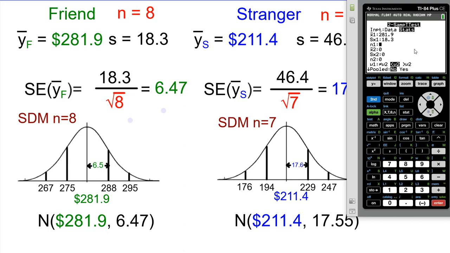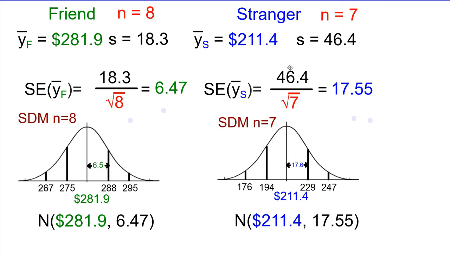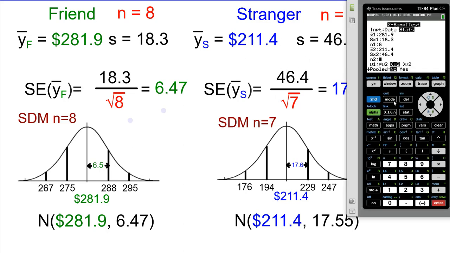18.3. The sample size for sample 1 was 8. The mean for the stranger was 211.4. Standard deviation for that was 26.4. You're asking, how can he see through the calculator? Well, it's the same value right there. Anyway, sample size for that one was 7.